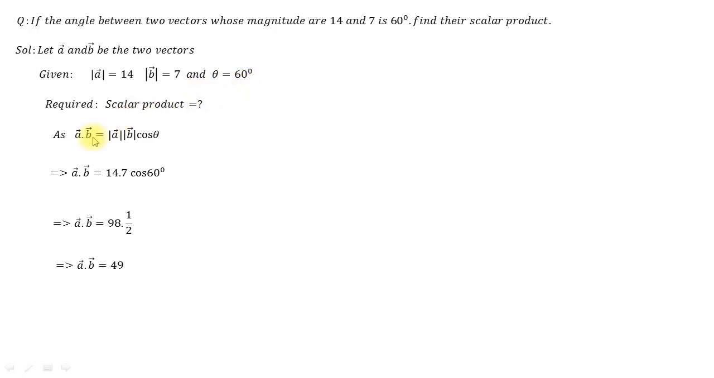Now to find their scalar product, a dot b is equal to magnitude of a times magnitude of b times cos theta. In this question the components of the vectors are not given, only the magnitudes. So we can use this formula. The magnitude of a is 14, the magnitude of b is 7, and theta is 60 degrees. Cos 60 is equal to 1 over 2, and 14 multiplied by 7 is equal to 98. Now 98 divided by 2 is equal to 49. So the scalar product of the two vectors whose magnitudes are 14 and 7 is 49.